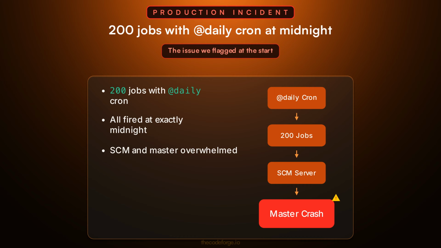Here's exactly why that happened. We had 200 jobs all using @daily cron, which translates to 00:00, exactly midnight. They all fired simultaneously, overwhelming the SCM server and Jenkins executors. The master's JVM ran out of memory handling the burst.